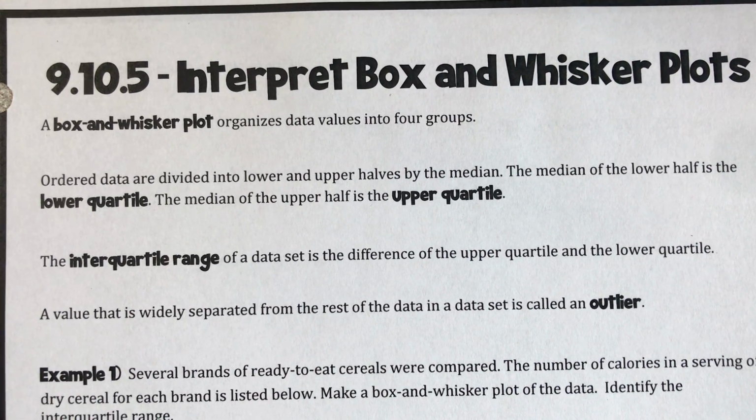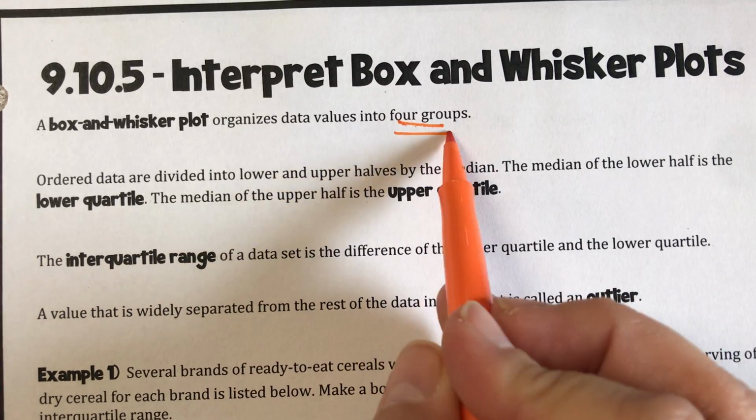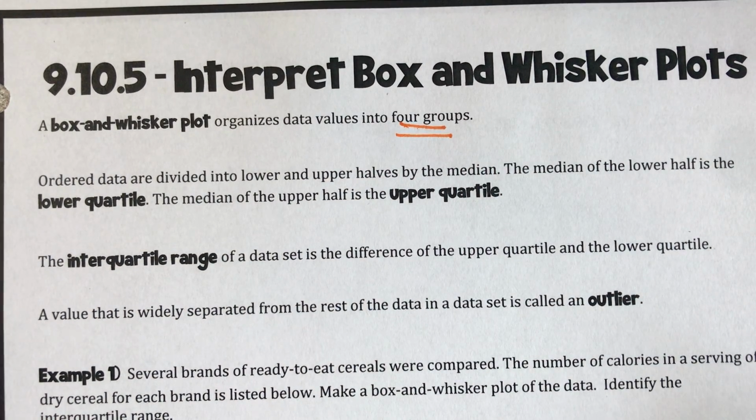Today we're going to talk about box and whisker plots, which I think get a bad rap. I think they're super fun. It's all about finding the median, which is the middle number. And essentially, a box and whisker plot is going to organize our data into 4 groups called quartiles.